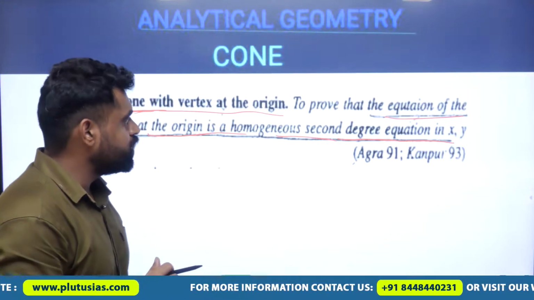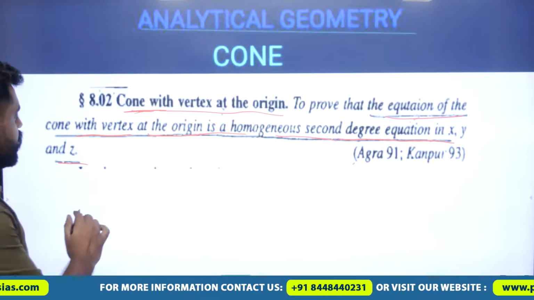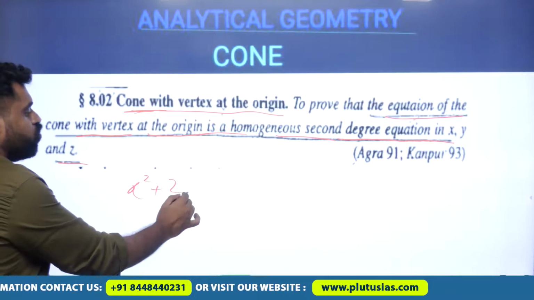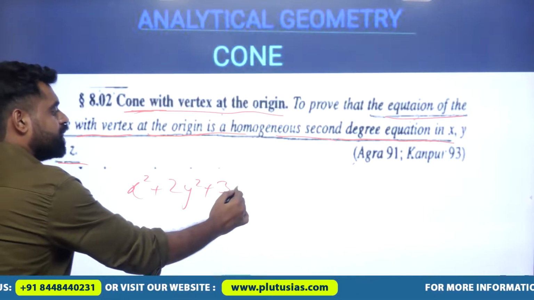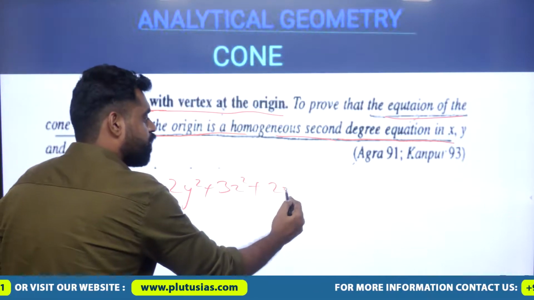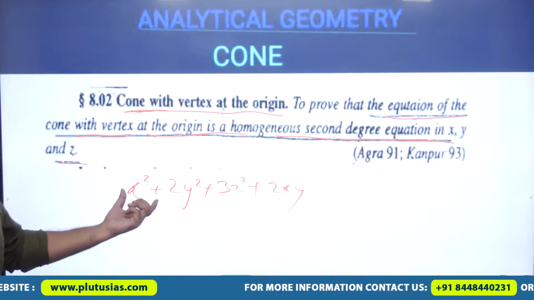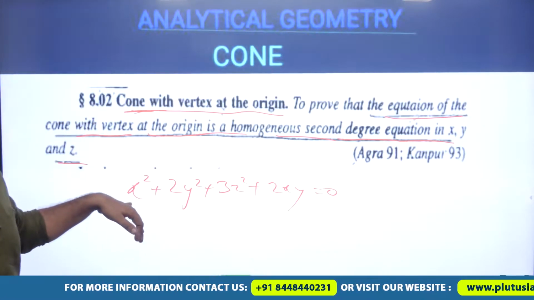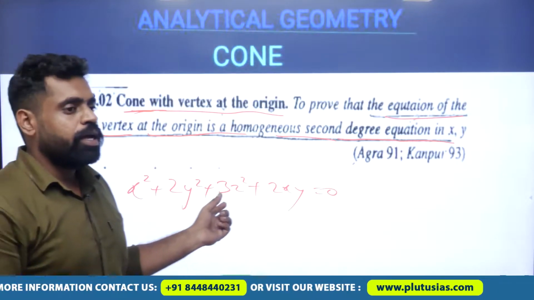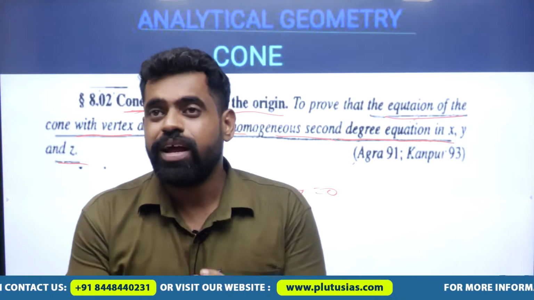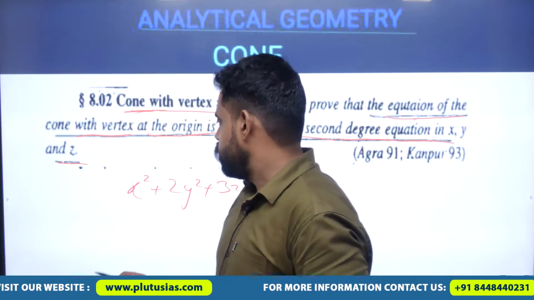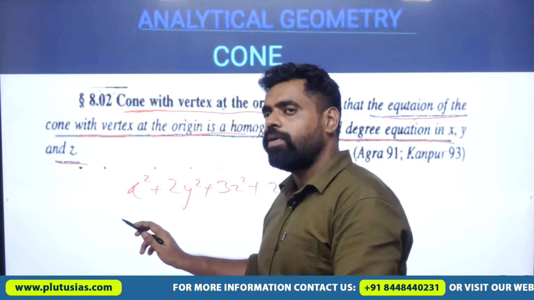First of all, for a homogeneous second order equation, it means that the terms there would be of the form x square plus 2y square plus 3z square plus 2xy. See, this equation is homogeneous. Suppose this is equal to 0. This equation is homogeneous because all the powers are 2, the maximum power, and all those terms have power 2.